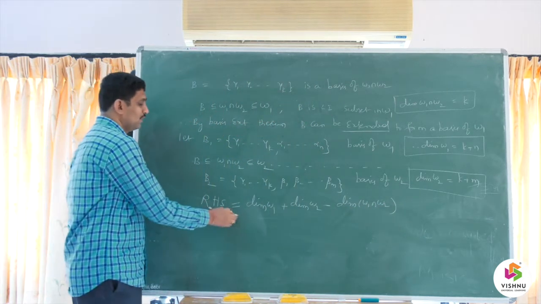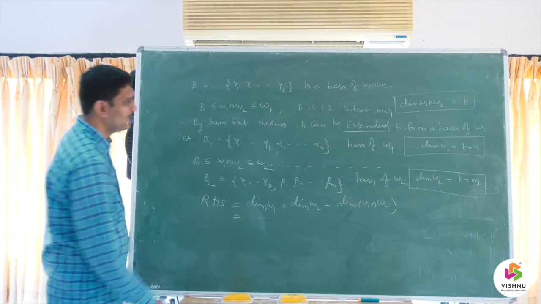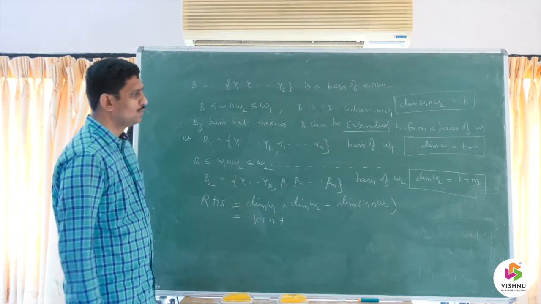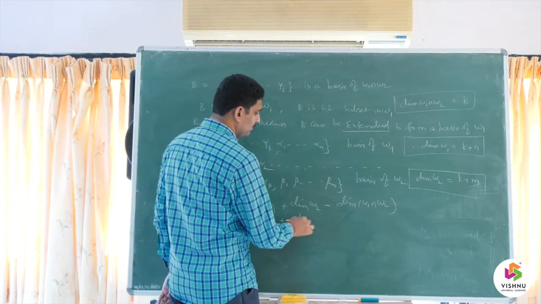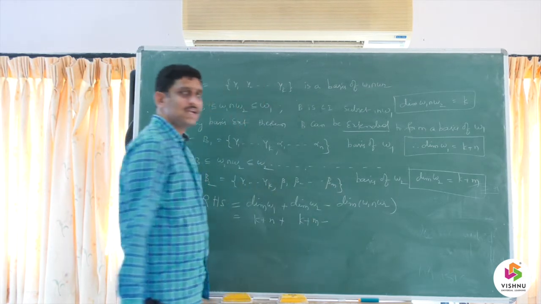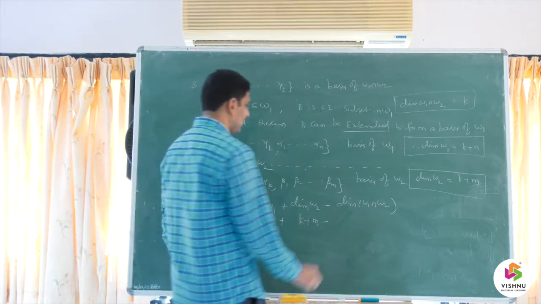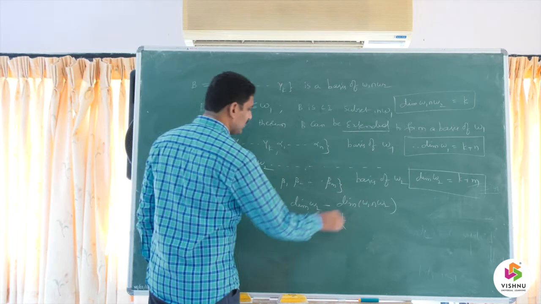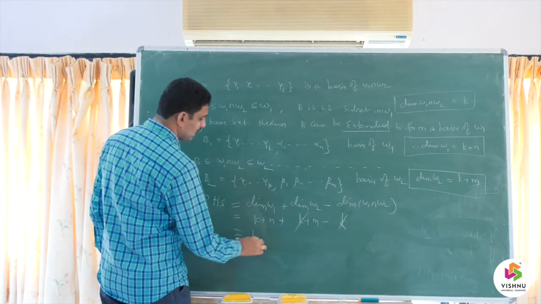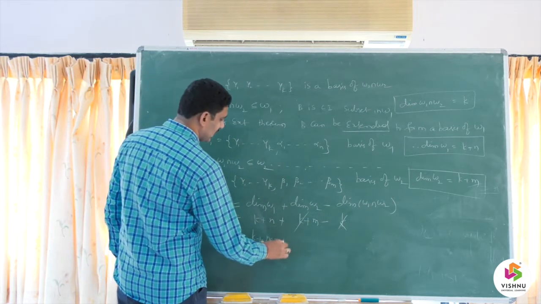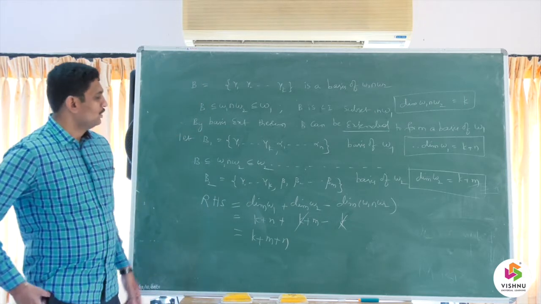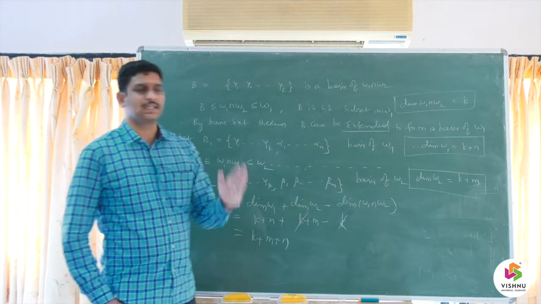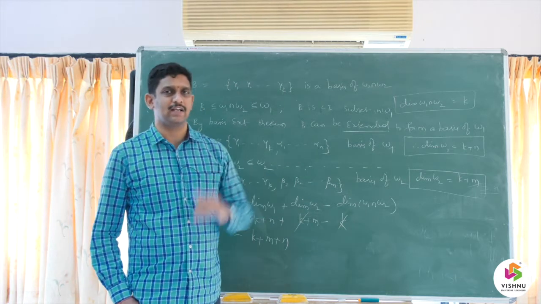So, this value equal to dimension W1 is k plus n, dimension W2 is k plus m, minus dimension of the intersection is k. Now you cancel the terms. What remains here? This is k plus m plus n. So RHS, if you evaluate, the right side number is k plus m plus n.